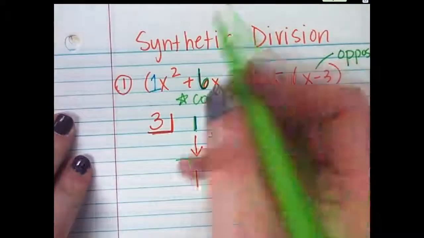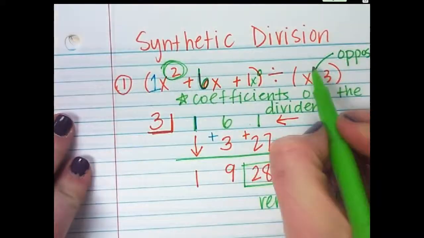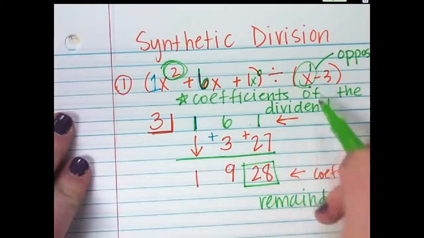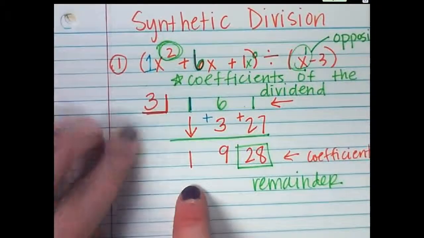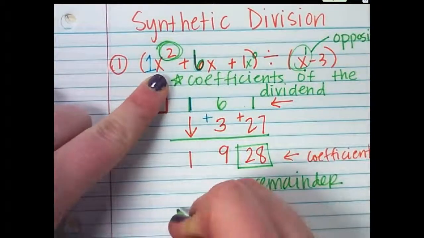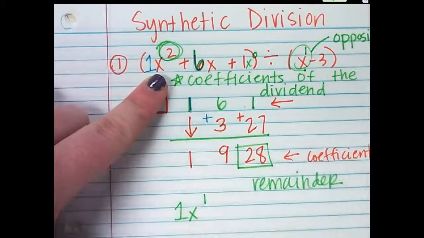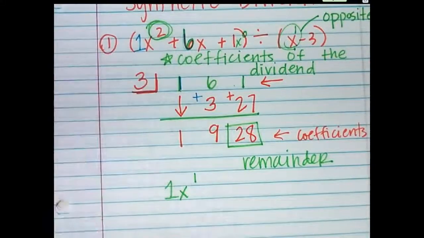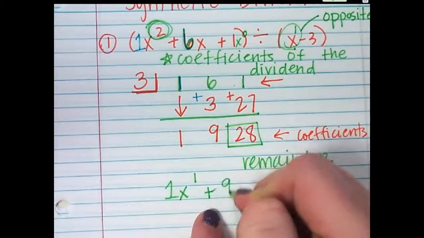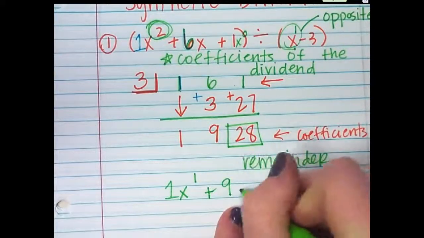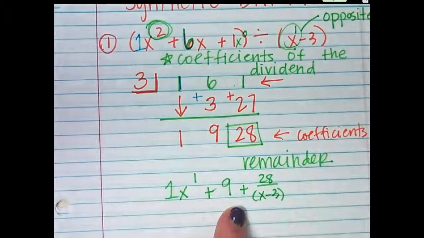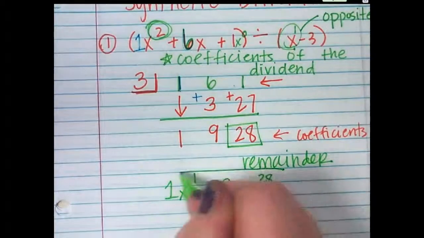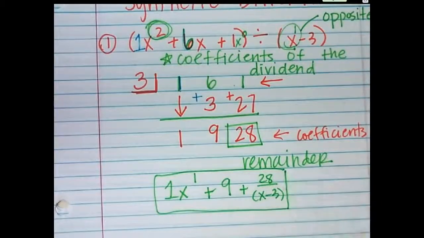Okay, if I start with an x squared, and I divide by an x to the first, which is what you always do on synthetic division, you drop an x off of this for your answer. So if I start with 1x squared, my answer is going to start with 1x to the first. Which you don't have to write the 1 there. You could just write x. Then I have plus 9. There's no x there. And then my remainder, 28 over x minus 3. And that's it.